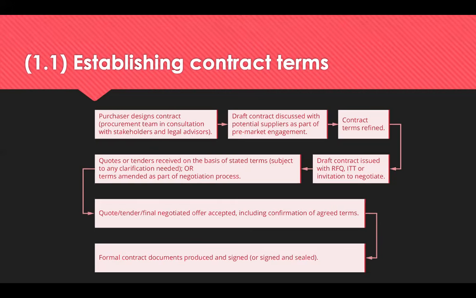But here you can see the process that you need to go through. The purchaser will design the contract. They'll draft the contracts that they've discussed with potential suppliers in the pre-market engagement. They might refine them and then draft the contract to issue with the RFQ or the ITT. Now, quotes and tenders are normally received on the basis of the stated terms, subject to them clarifying it during the tender process. And then they're finalised once the quote or tender has been accepted. It's formally issued for signature at the very end.